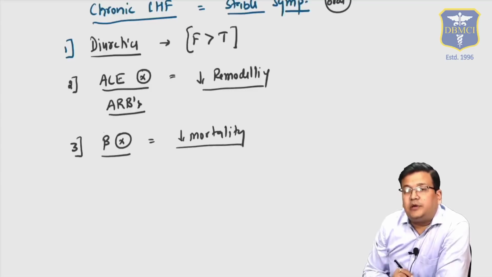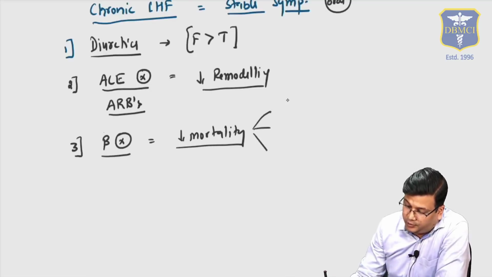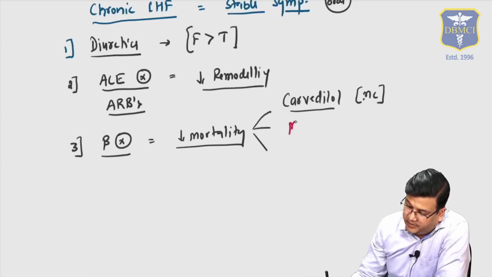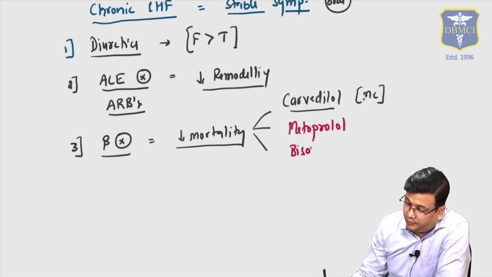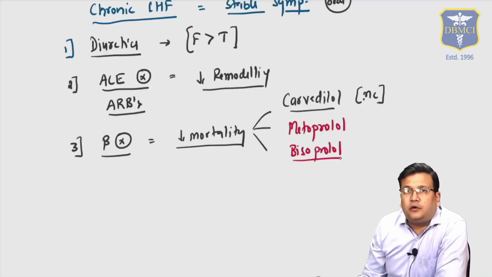Three beta blockers are most favored. The most important and most commonly used is carvedilol. This is the most commonly used beta blocker, followed by the one given in the options, metoprolol, followed by bisoprolol. So these are the three beta blockers which can be used in stable chronic CHF.